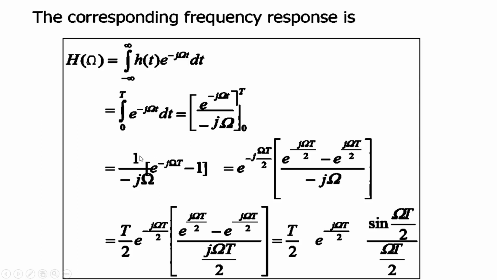We reach this point where it will be 1 over minus j capital omega times e to the power minus j capital omega capital T minus 1. You extract e to the power minus j capital omega T by 2 out, so you will reach this equation. You then multiply and divide by capital T by 2, and you can use Euler's identity. This will be equal to sine of capital omega T by 2 divided by capital omega T by 2, with a scaling factor of T, so that the resultant equation remains the same as the previous equation.